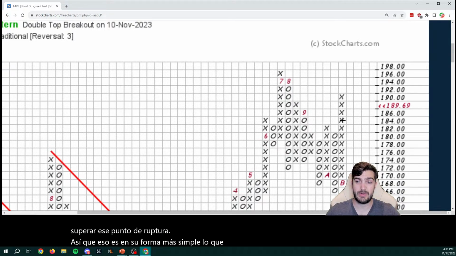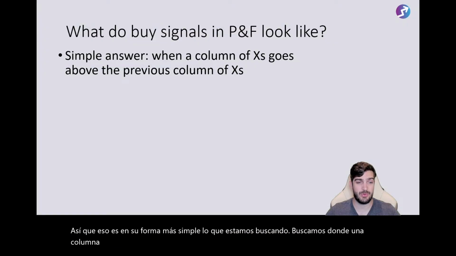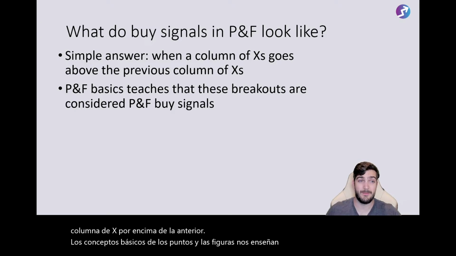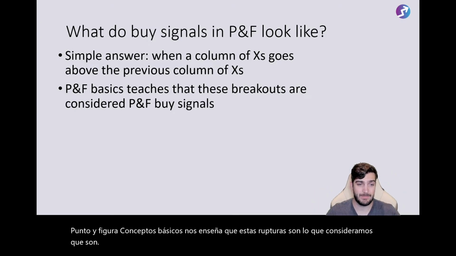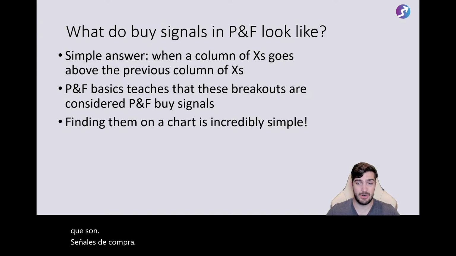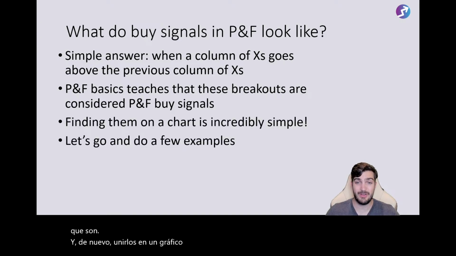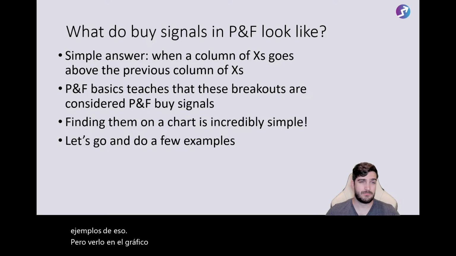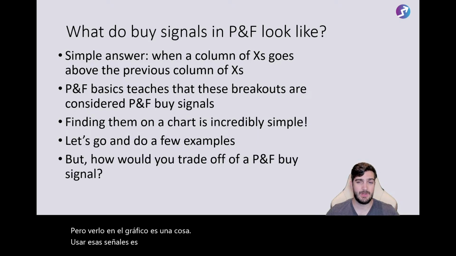So that is, in its simplest form, what we are looking for. We are looking for where a column of X's goes above the previous. Point and figure basics teaches us that these breakouts are what we consider to be buy signals. And again, finding them on a chart is incredibly simple, and we just did a few examples of that. But seeing it on a chart is one thing. Using those signals is a little bit different. So how would you trade off of a point and figure buy signal?